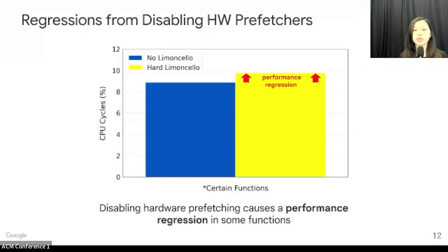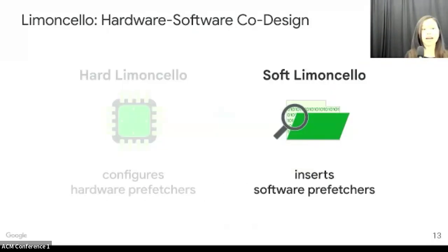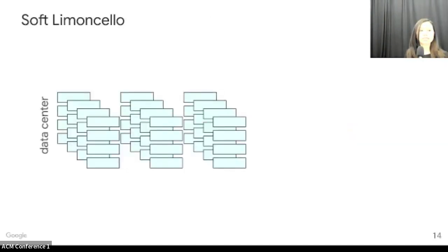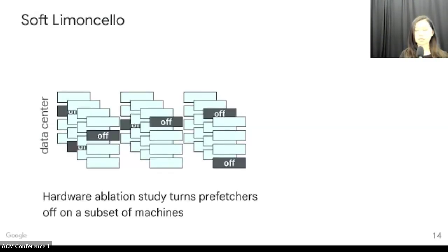And so due to this code regression, we introduce soft Limoncello, which adds in targeted software prefetching for code that experiences regressions when hardware prefetchers are turned off. Soft Limoncello identifies these prefetching targets using a hardware ablation study. For this hardware ablation study, we take all the machines in our data center, we select a small subset of those machines, and we turn off hardware prefetchers on those machines.